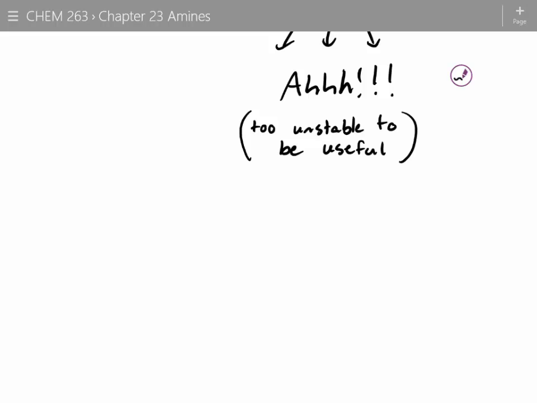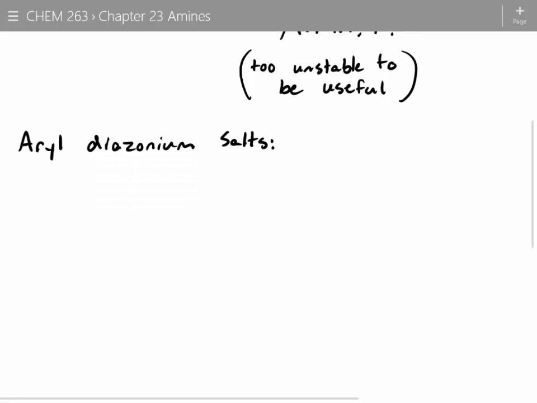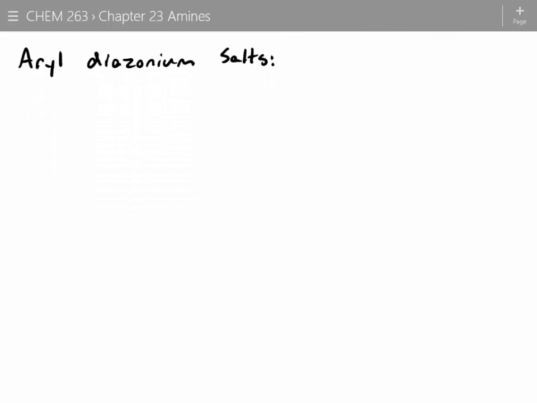Aryl diazonium salts are different, though. All right, so alkyl diazonium salts are too reactive, but aryl diazonium salts are pretty darn neat.